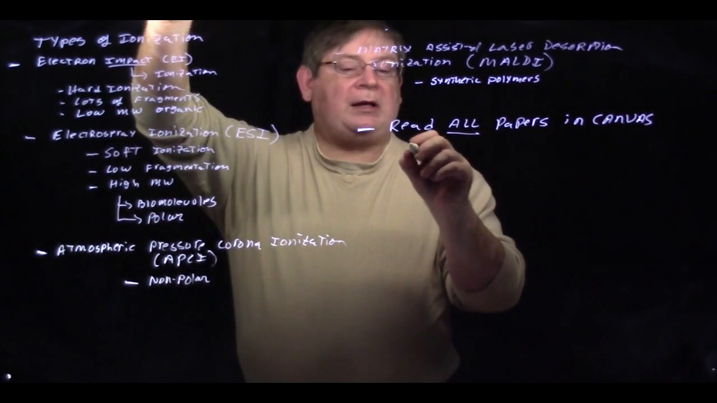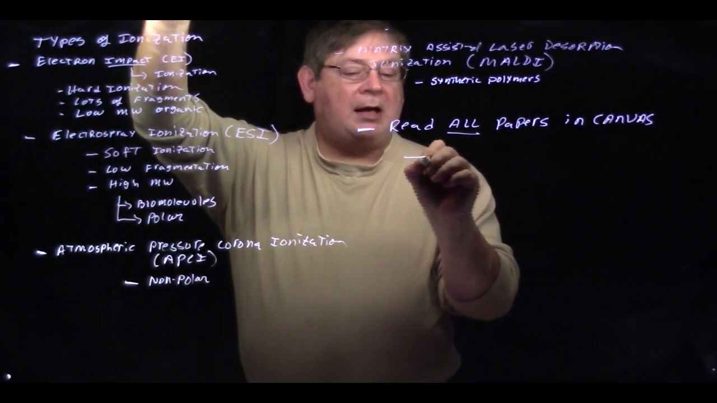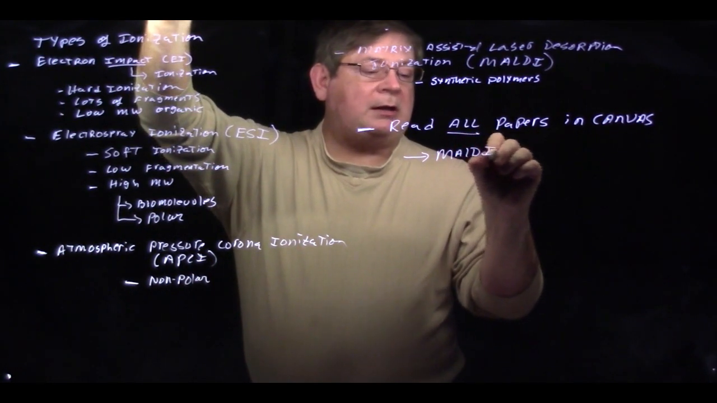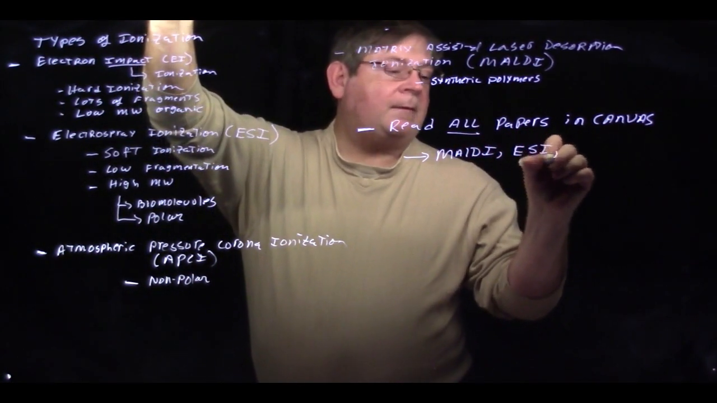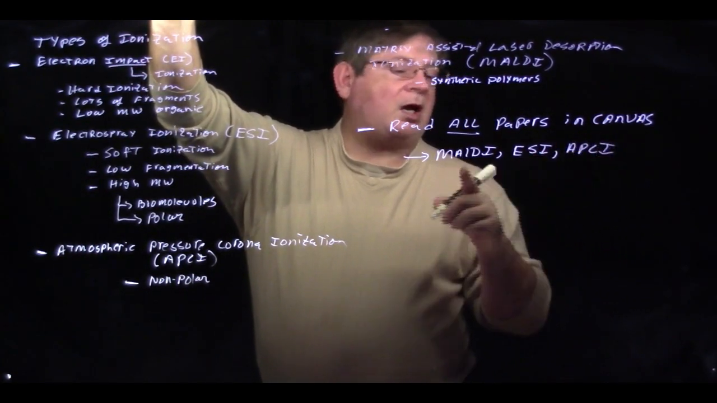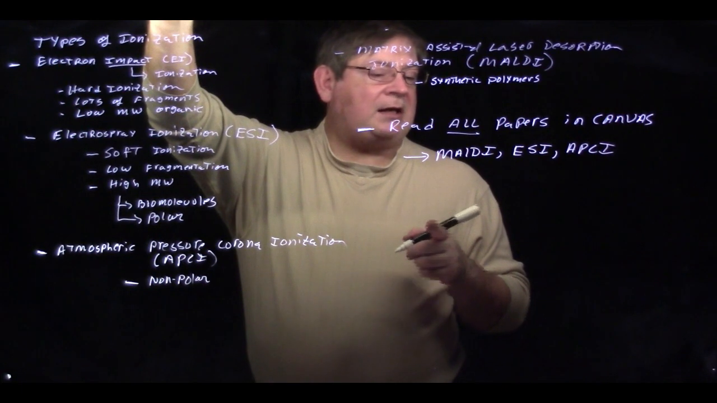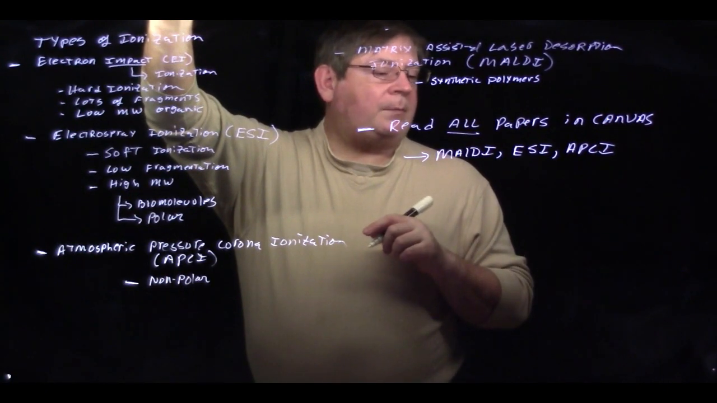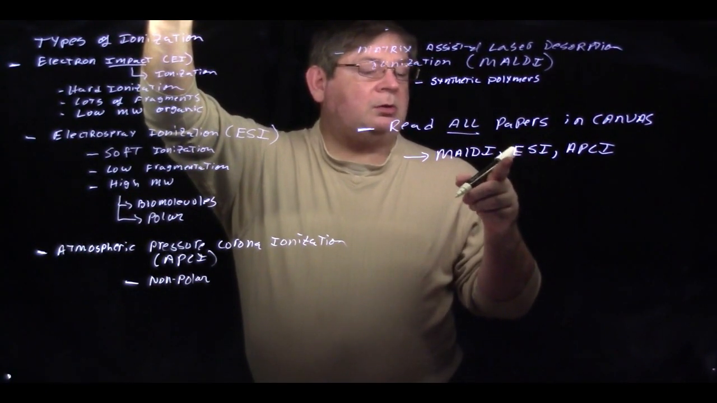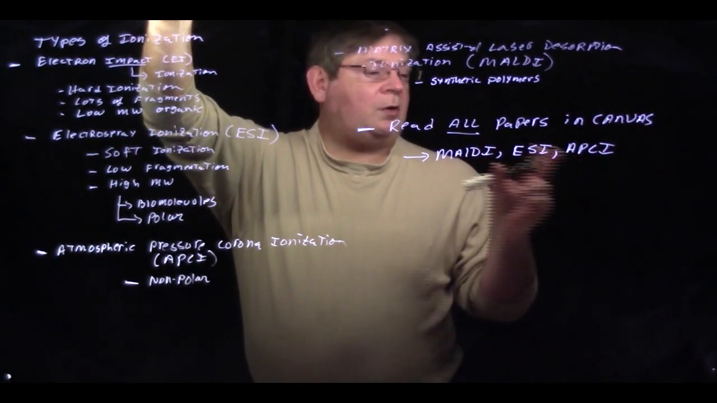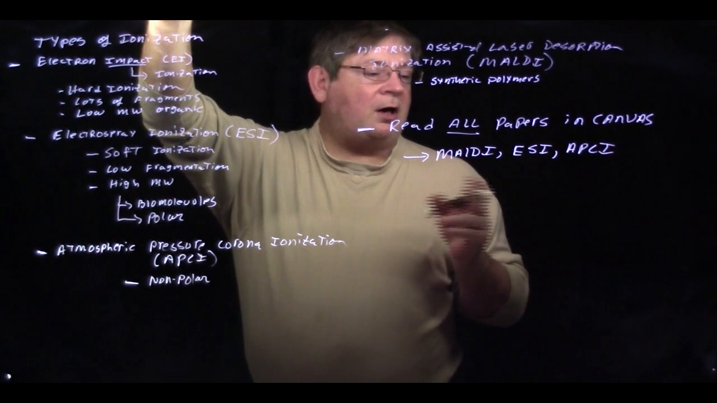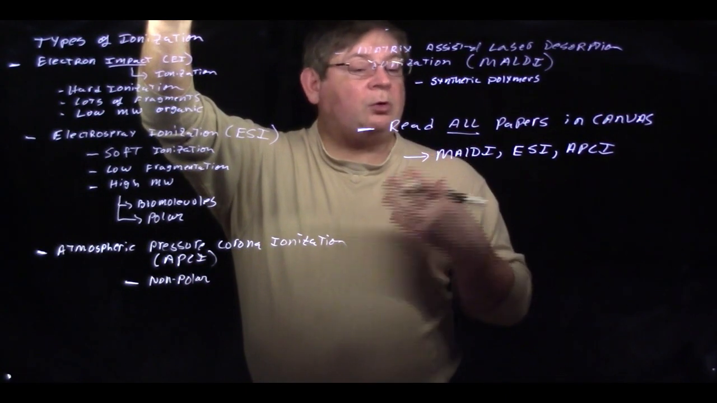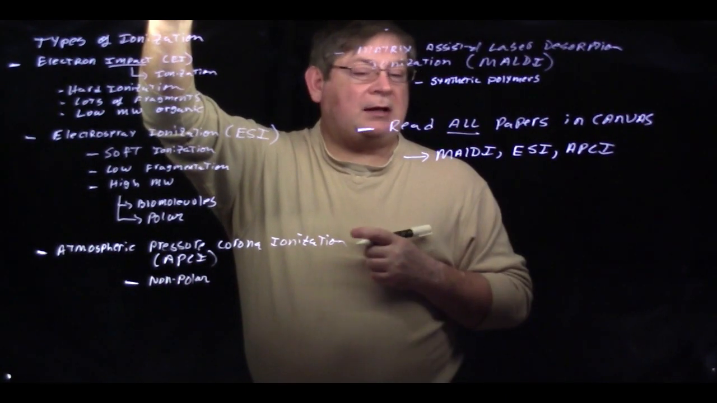And so next time when we meet, make sure you've read all the papers and make sure that you are ready to talk about the types of ionization. So we're going to talk about MALDI, we're going to talk about electrospray ionization, and we're going to talk about APCI. We're going to talk about the advantages and the disadvantages of each one of these techniques. We're going to talk about how these techniques can actually be hyphenated and coupled to other pieces of equipment. So for example, you can do liquid chromatography mass spectrometry with two of these techniques, but not with the third. And so there are advantages and disadvantages to each one of these techniques, and hopefully you will get an idea as to why you might select one technique over the other.